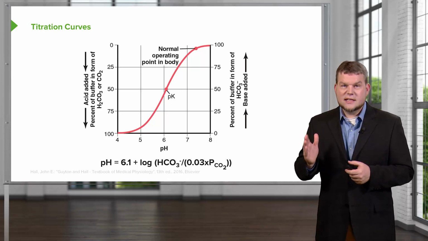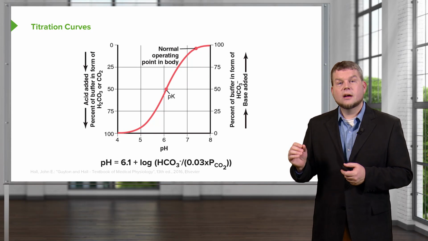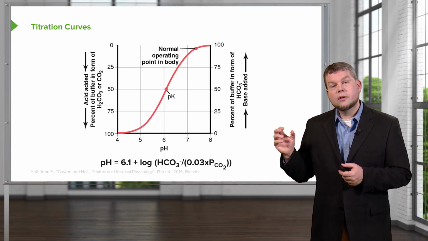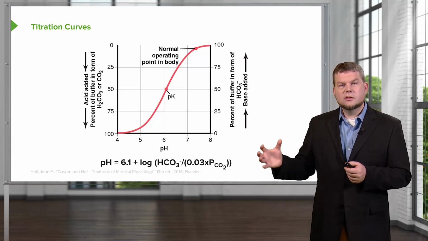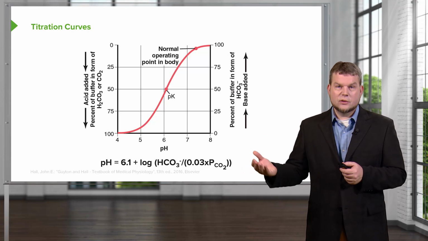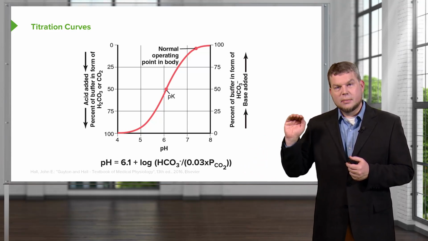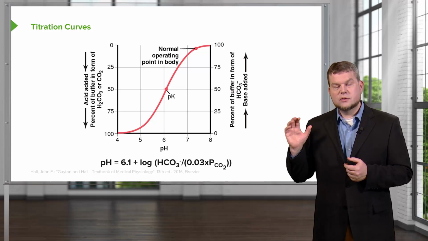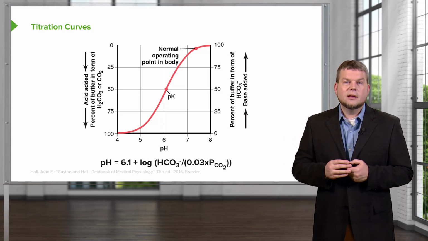We can take 6.1, which is the pK, plus the log of the bicarb over the PCO2. Now for PCO2, we also have to multiply it by a factor to make sure it gets into solution. That's its solubility coefficient. So you just take the bicarb divided by the PCO2, take the log of that, add 6.1, and that will be your pH.